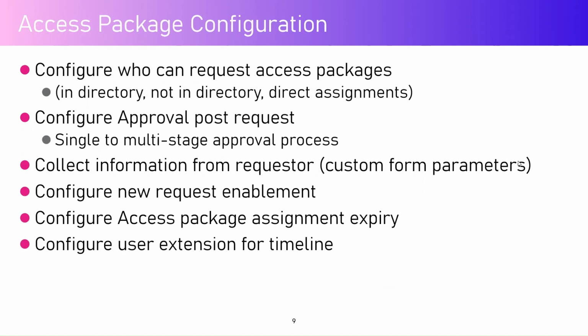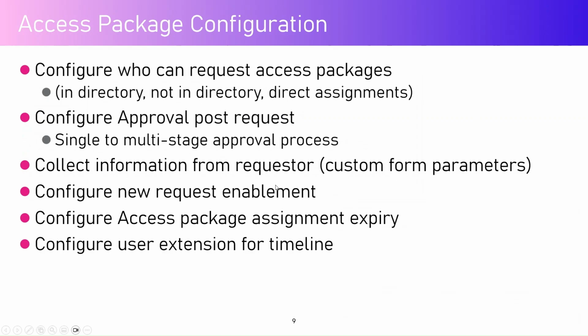Now, access package, when you create an access package, there are a lot of configurations which you can do at an administration level. So you can configure who can request an access package. Now, the person can be within the directory, active directory, or the person is not in the directory, or you can do a direct assignment of access packages at the time of creation or post creation as well. Configure approval post request. So that means you can put an approval in place. You can have a single stage approval, or you can have multi-stage approval.